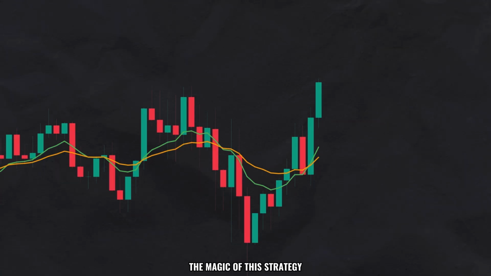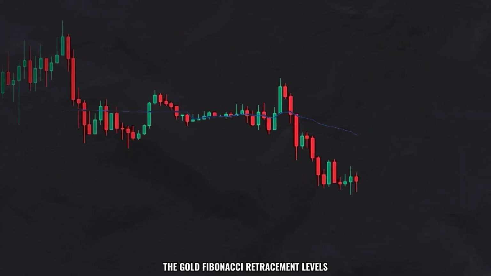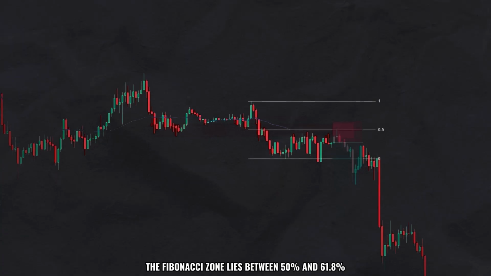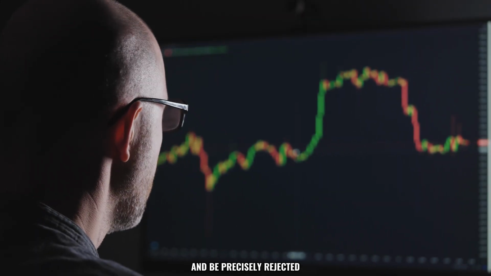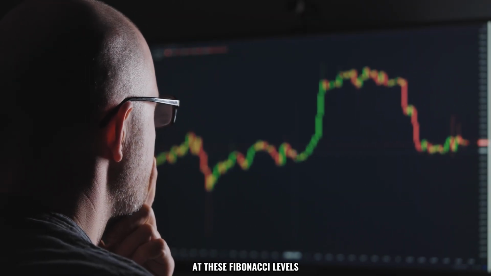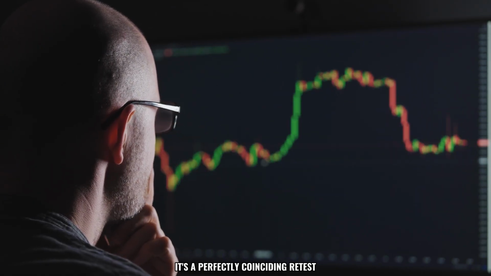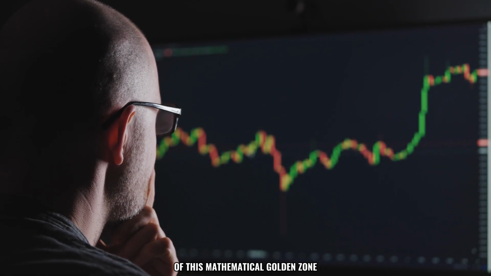The magic of this strategy really lies in 2 very specific numbers, the gold Fibonacci retracement levels. The Fibonacci zone lies between 50% and 61.8%. For this setup to be truly valid, that strong breakout needs to correct downwards and be precisely rejected at these Fibonacci levels. This isn't just a regular trendline retest. It's a perfectly coinciding retest of this mathematical golden zone.